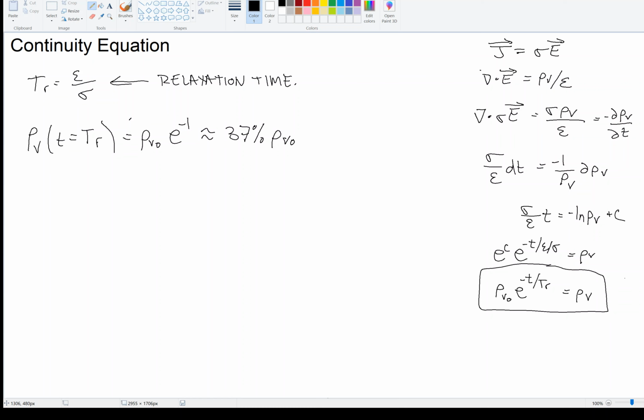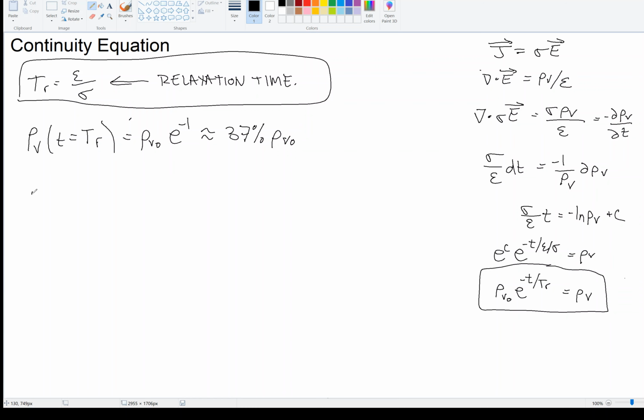So here's an interesting point now with this continuity equation. Let's talk about conductors. And feel free to pause the video. I want you to pause the video and think about this. Should this relaxation time be long or short for conductors? Think about it. All right, well, hopefully you paused the video and you thought about it. Here's the answer.